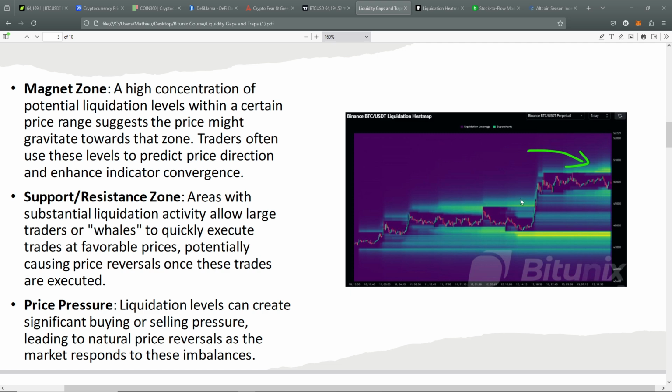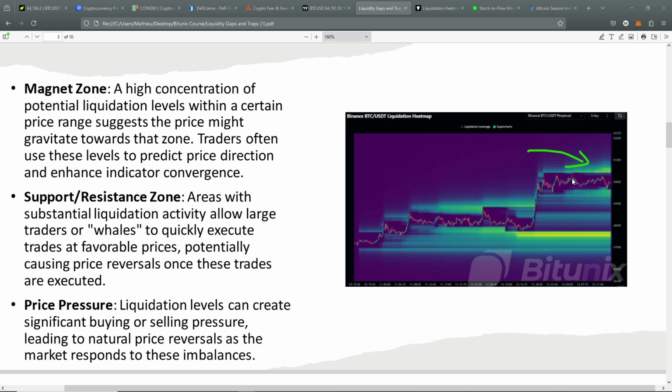Now, in areas where there's massive liquidity, like over here, this is actually going to be a little bit different, where this is going to be your support zone. Okay, so in the case here where we're moving higher, this area below 48K is a clear support level. So this type of area with substantial liquidity allows traders or whales to execute large trades, right, at favorable prices. And this could cause price reversals, right, depending on the situation, typically with resistance. But in a situation like this where we're already up trading, this is really going to act as major support, right, if we even go and test this level.